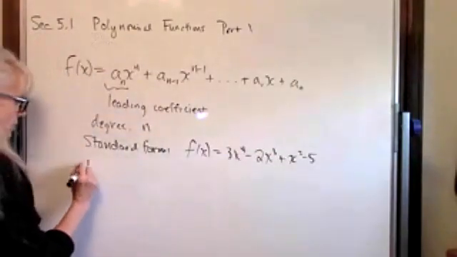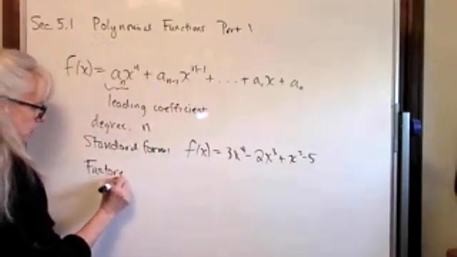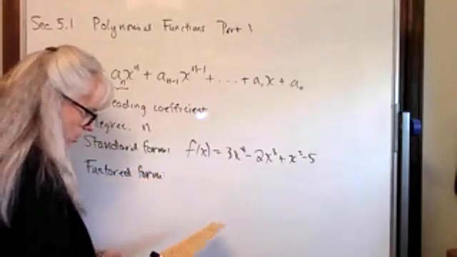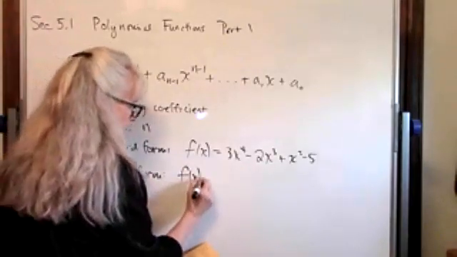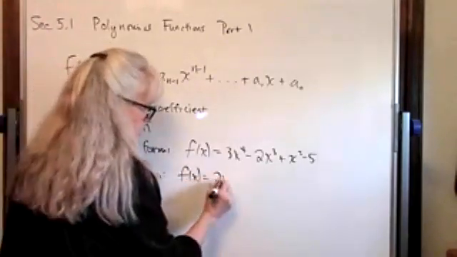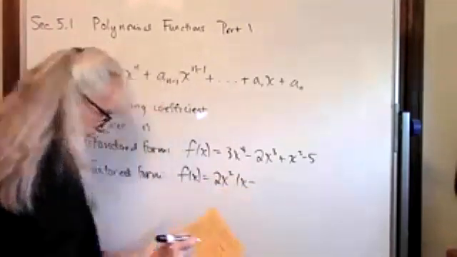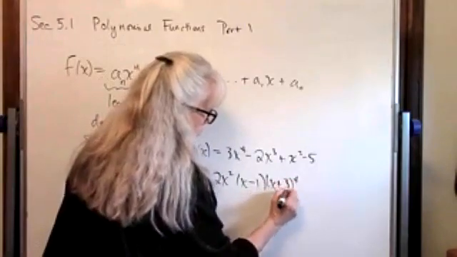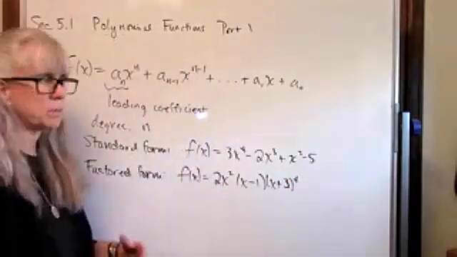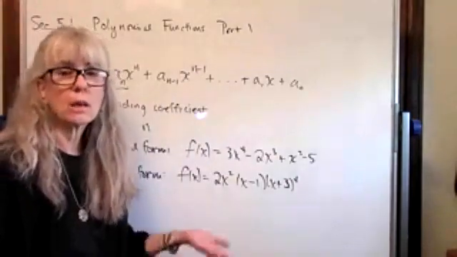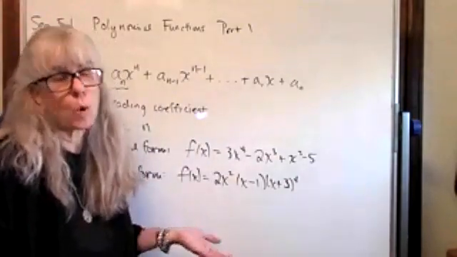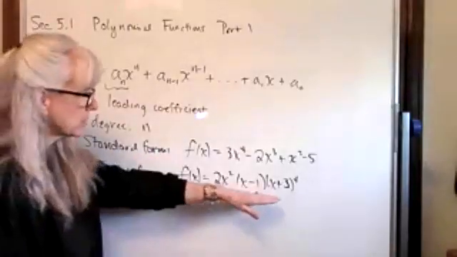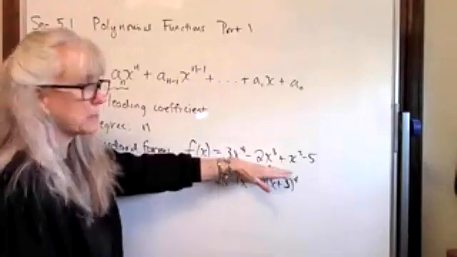You will also have factored form, and we'll need both of these forms for future work. So factored form of a polynomial would be when it's written as a product of factors. So something like 2x squared times x minus 1 times x plus 3 to the 4th. So it's already been factored for us and broken down. Depending on what we need to do with the polynomial is which form is the best form for what we're working with. But it is important to recognize that they are two distinctly different forms. Here it's written as a product of factors. Here it is all expanded out.